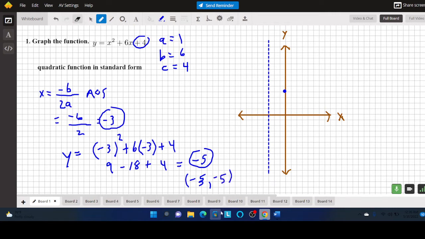Let's correct that little glitch there. And double check, 9 minus 18 is negative 9 plus 4. It looks good. Okay, vertex at negative 3, negative 5. 1, 2, 3, 4, 5. Since we're symmetrical with respect to the axis of symmetry, we can plot a point over here.